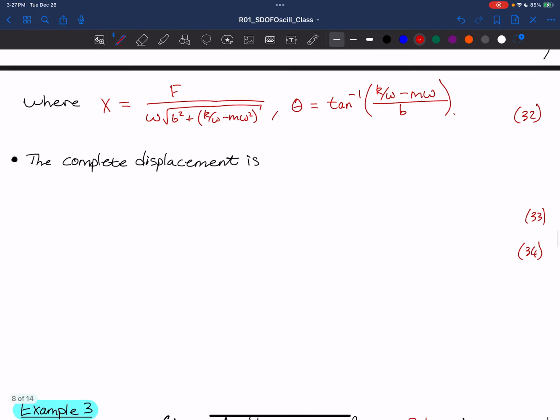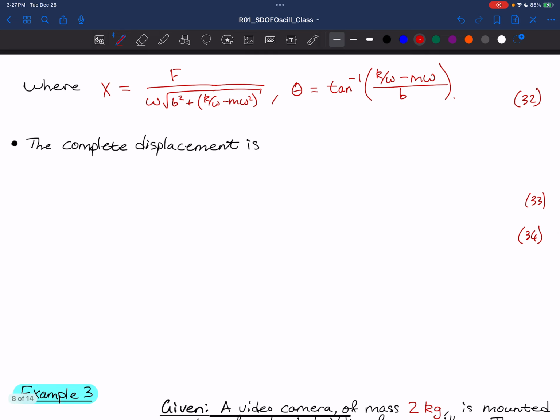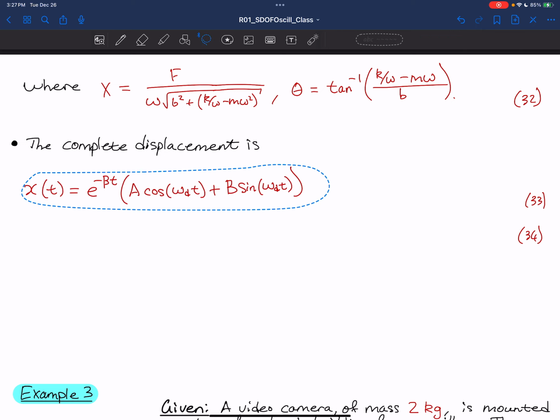Okay, so the complete displacement is going to be given by x of t equal to, first, our transient response, e to the minus beta t times the quantity a times the cosine of omega d t plus b times the sine of omega d t. So you can see this is the same form as what we had previously.